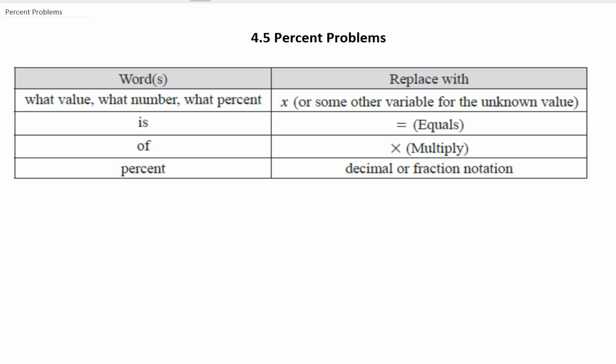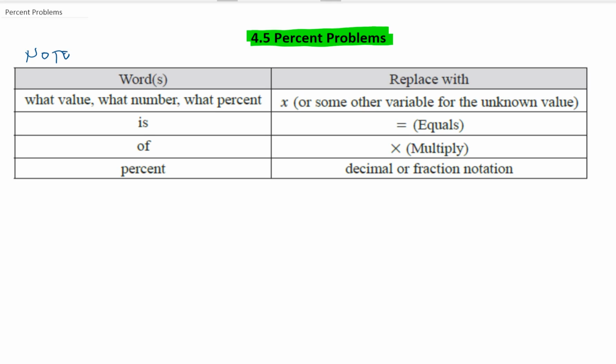Everyone. In this video lesson, we will be talking about chapter 4.5 in your workbook, percent problems. Okay, so in this lesson, there are things that you need to take note.